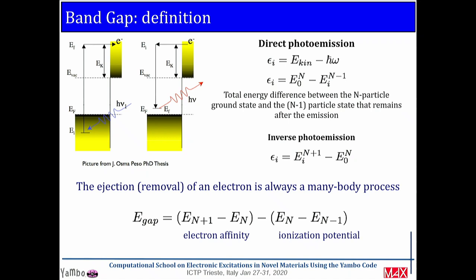This can also be rationalized because, if you look again at what you are seeing in a photoemission experiment, where we measure the kinetic energy of the outgoing electron and the incoming photon energy, we see that the energy levels we are interested in are different for n and n minus one electrons. And so from here you can just recognize that the ejection or removal of an electron is always a many-body process.